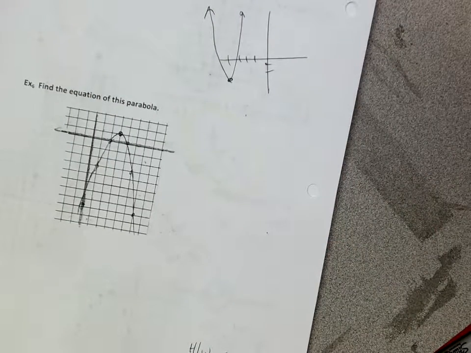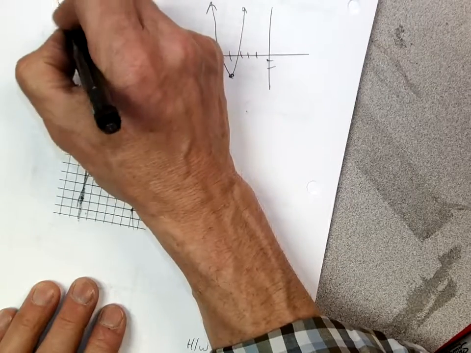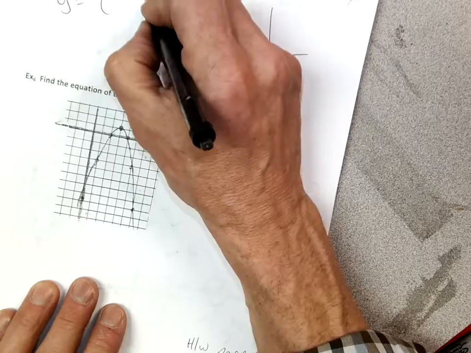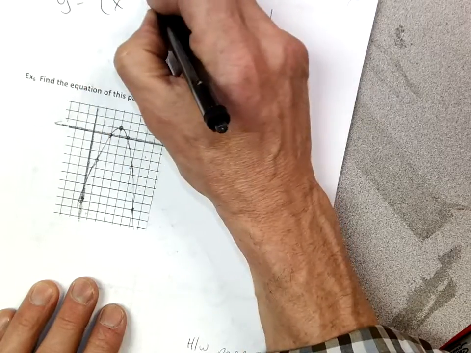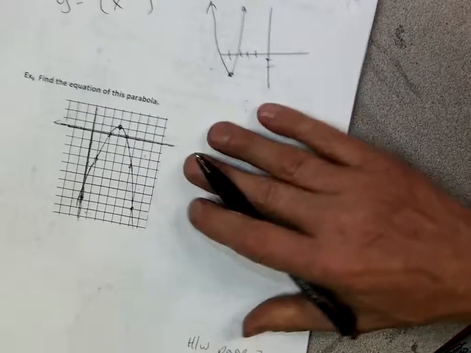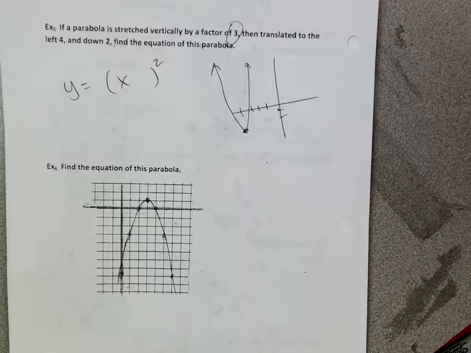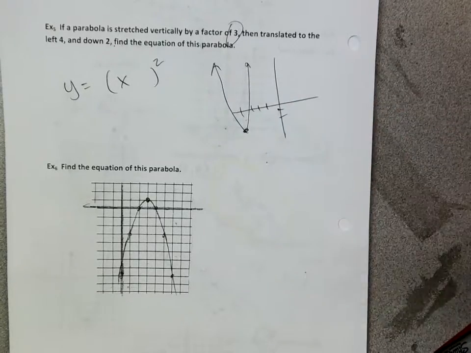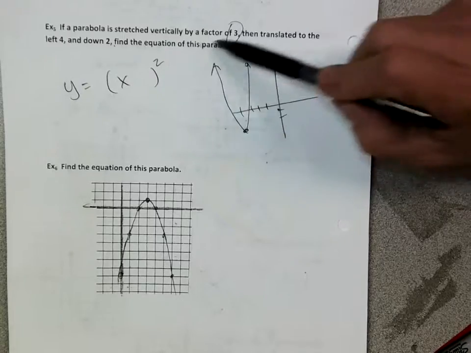Can we come up with that equation? Well, I'm going to start right there. Y equals parentheses x something parentheses squared. It has to be squared. It has to have the square because we know it's a parabola. Parabolas have squares.